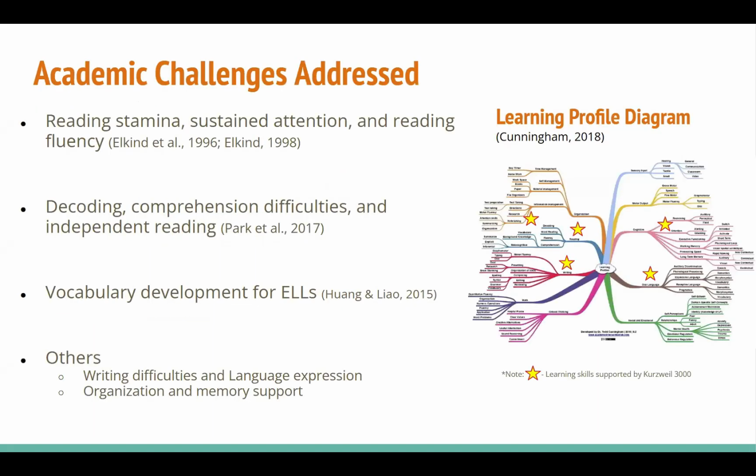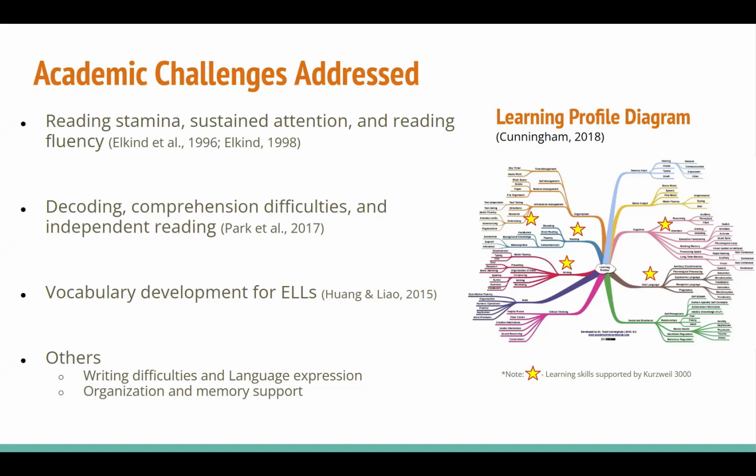Kurzweil can address a wide range of academic challenges. First, it supports reading stamina and fluency. Elkind's research shows students could focus longer, reread less, and increase reading speed. For students with decoding or comprehension issues, the text-to-speech features support independent reading and understanding, according to Park and colleagues' research. It's also effective for vocabulary development, especially for English language learners.